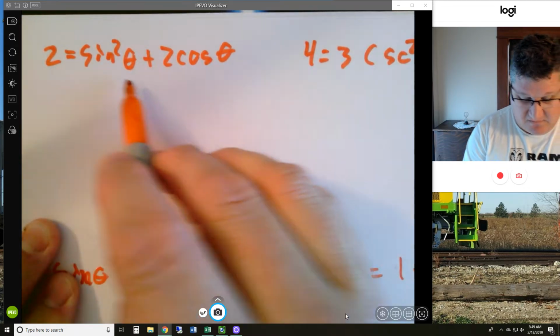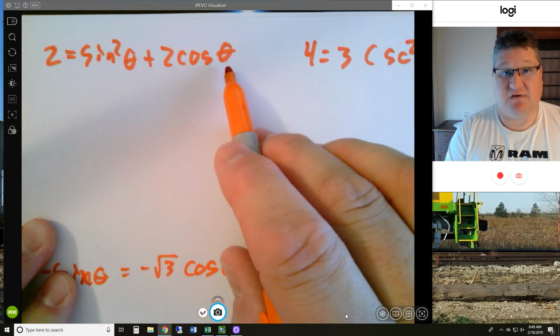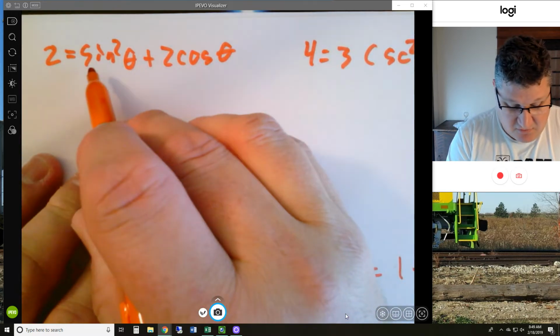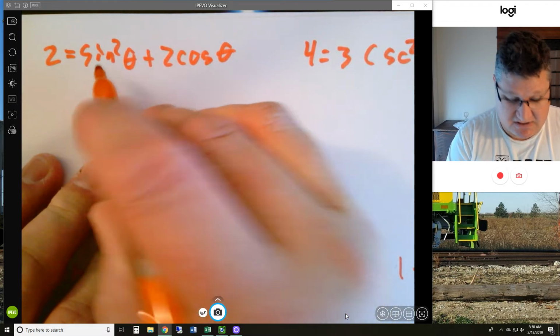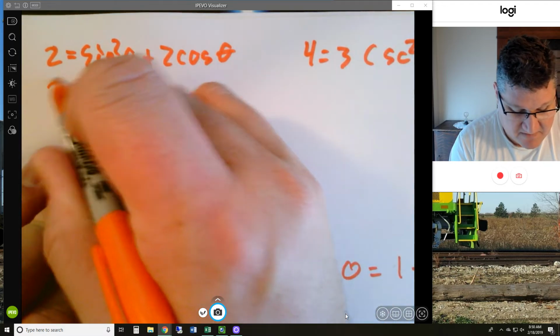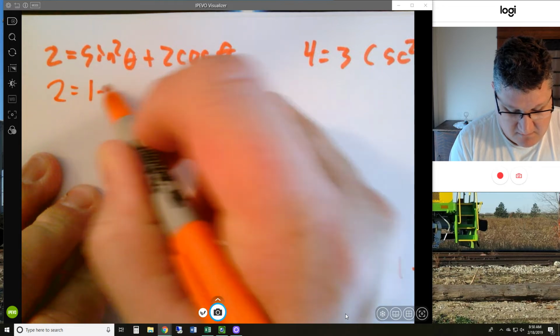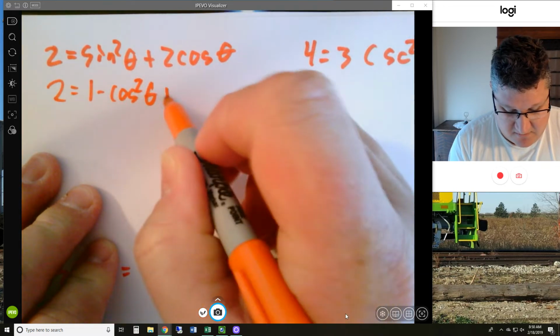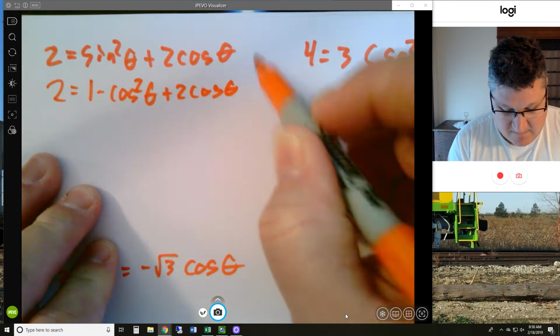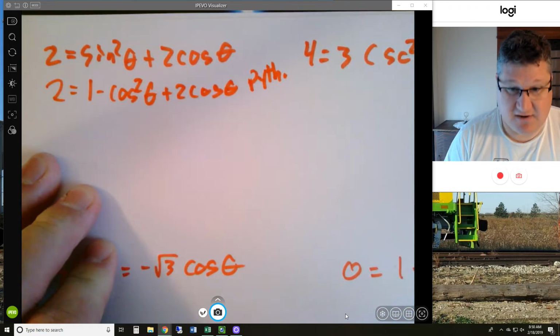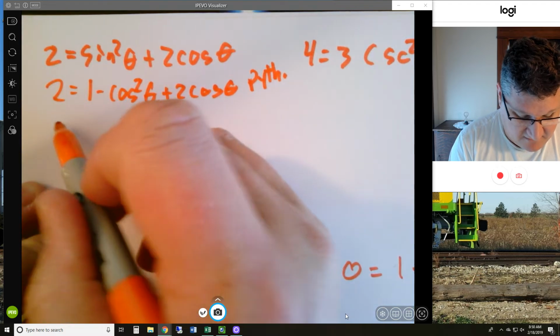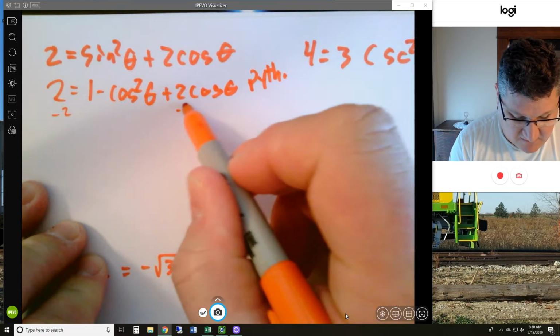We have 2 sine squared theta plus 2 cosine theta. Now, here's the deal. You got to get these to be the same. Now, I can't change a cosine to be a sine, but I can change a sine squared to be a cosine squared. So 2 equals 1 minus cosine squared theta plus 2 cosine theta. And the reason for that would be Pythagorean. Okay. Now, once we have that, let's move everything to one side.